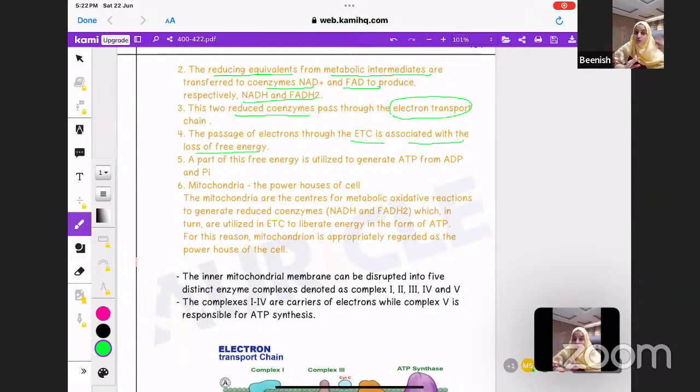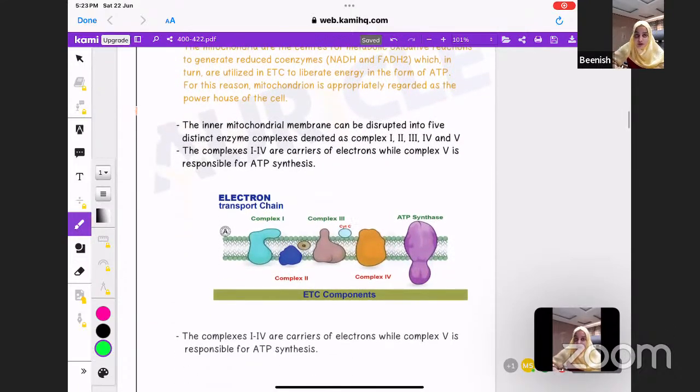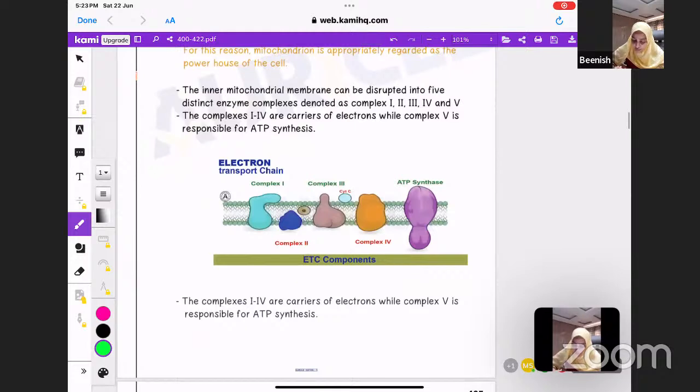The energy is used to pump protons from the matrix into the intermembrane space. This will create a proton gradient. We'll study further how this is used to generate ATP. So a part of this energy is utilized to generate ATP from ADP. So that is the overview about the electron transport chain.